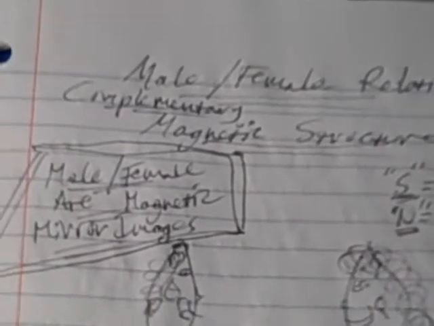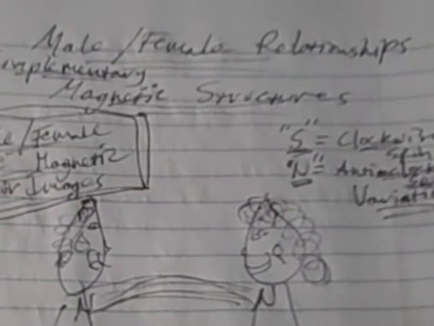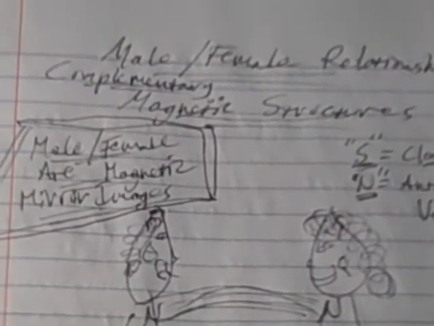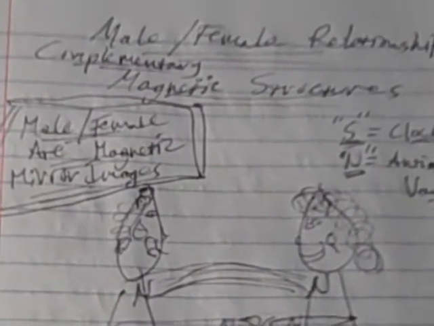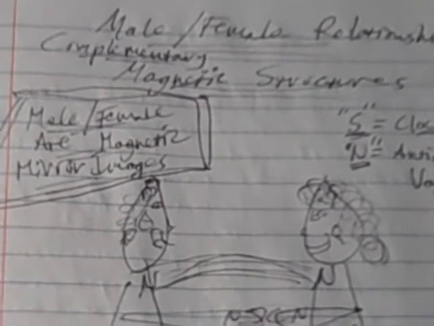Okay, so I made a previous video on male-female magnetic spin structures, and this video is a continuation, or something different. It looks at male-female relationships from the standpoint of magnetic structures, or magnetic spin structures, and the fact that they're the basis for male and female complementarity, compatibility, and other things like that.